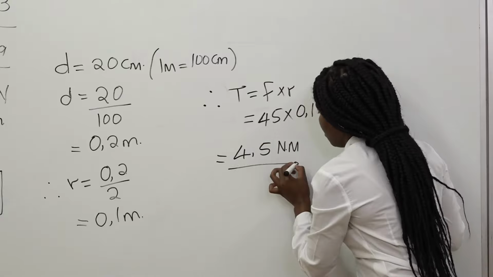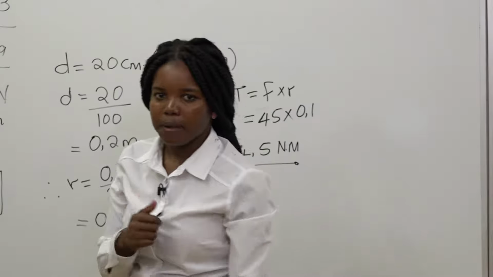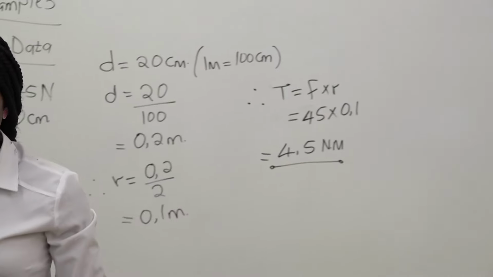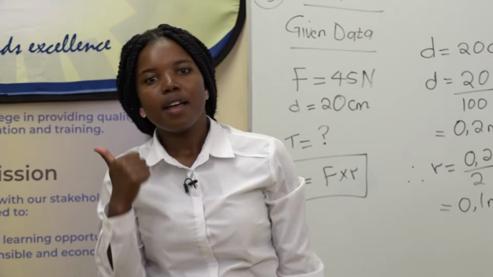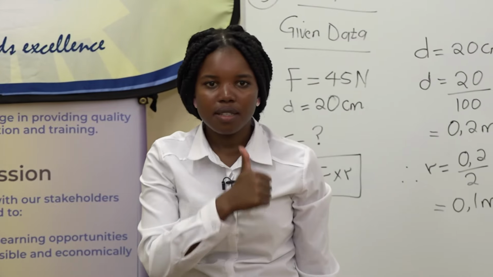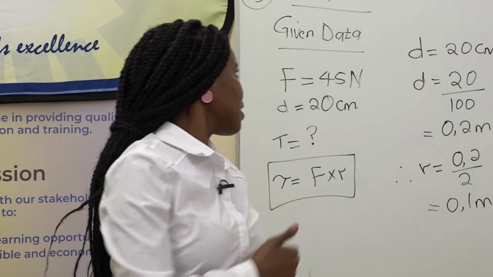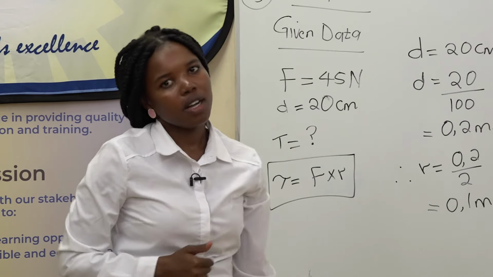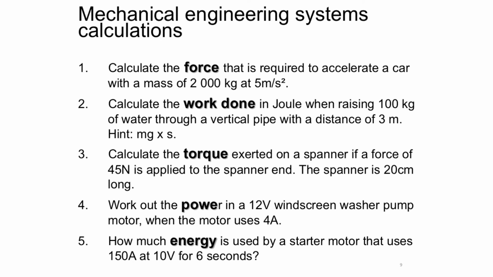The torque is 4.5 newton meters. So I hope now we are able to calculate the torque. And remember, firstly we calculated the force, number 2 we calculated the work done, and now number 3 we're calculating the torque. So now let's see example 4.